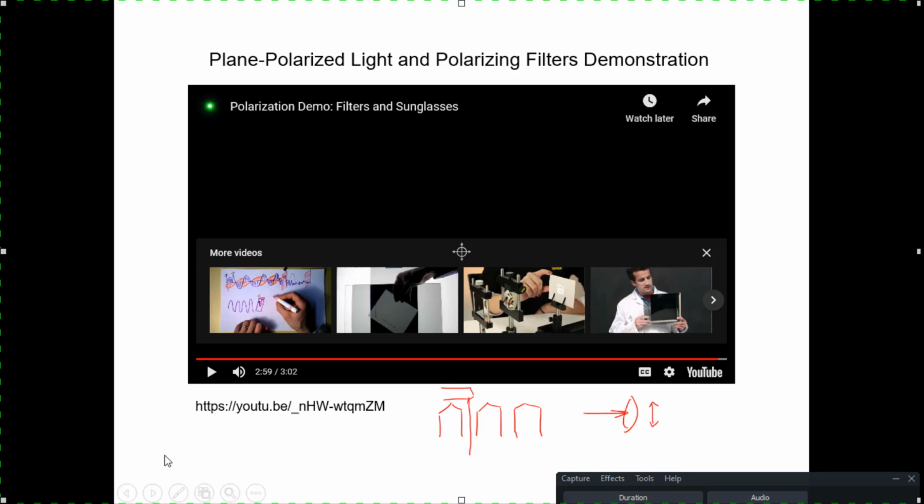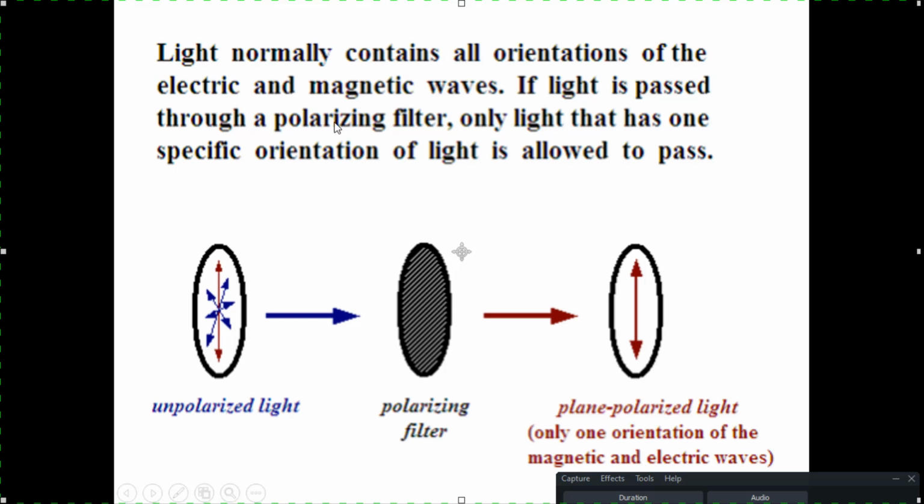And so that's what we use. It was well known in the 1800s or so that there were certain materials that created plane polarized light. If we pass unpolarized light, which has orientations of all of the electric and magnetic field vectors in all directions, through a polarizing filter, only one comes out the other end, and that's what's called plane polarized light.